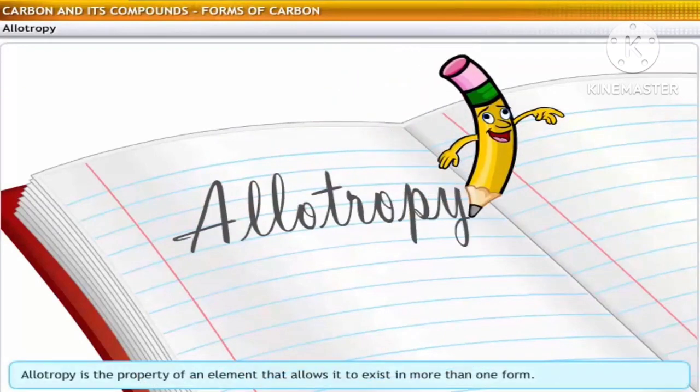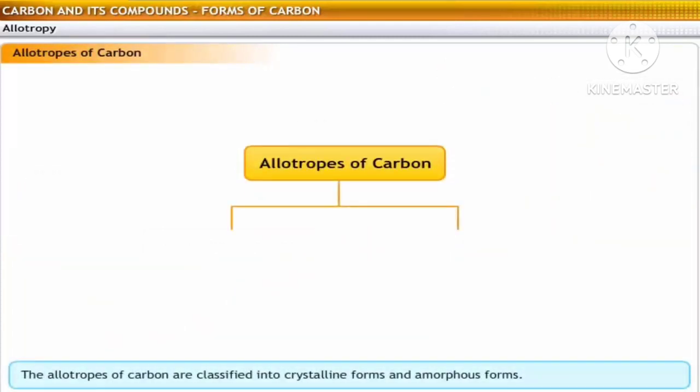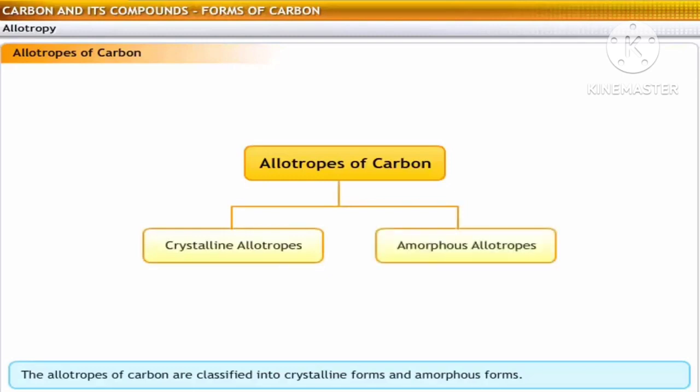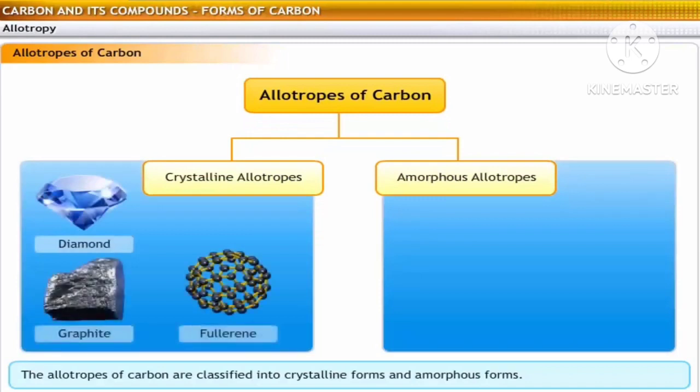Allotropy is the property of an element that allows it to exist in more than one form. In each of these forms, the chemical properties will be more or less similar, but the physical properties will be different. The allotropes of carbon are classified into crystalline forms and amorphous forms. The black residue left when carbon compounds are heated is called amorphous carbon. Diamond, graphite, and fullerenes are crystalline allotropes.